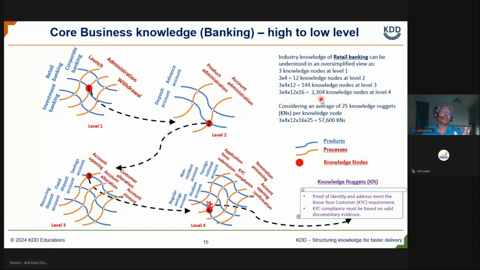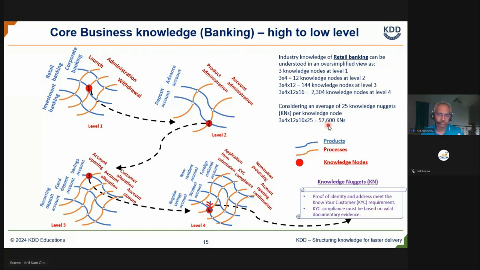And each node is a collection of all the knowledges, right? So if I assume that on average each node will have 25 knowledge nuggets, it's a very conservative number, because when you go down, the information is very much there. All sort of informations are there, lot of rules, lot of guidance and all that. At a higher level, it will be more of a definition and all, but as you go down, it will become more transaction oriented knowledge. But for simplicity, if we say average is 25 per node, we are talking about 57,600 knowledge nuggets, right? So if you want to understand retail banking, and if this structure sticks together, you need to understand 57,600 knowledge nuggets.